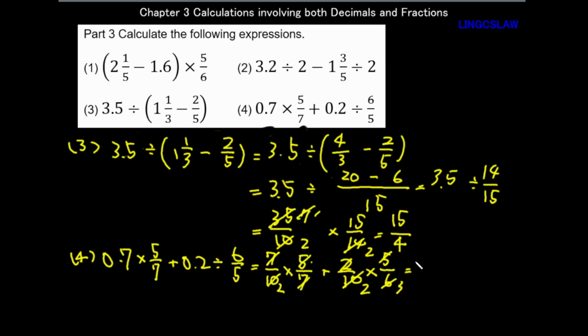So 1/2 plus numerator 1, denominator 2 times 3 equals 6, equals 3 plus 1 equals 4 over 6, and simplify this one, equals 2/3. This is the answer. Now let's go on to part 4.